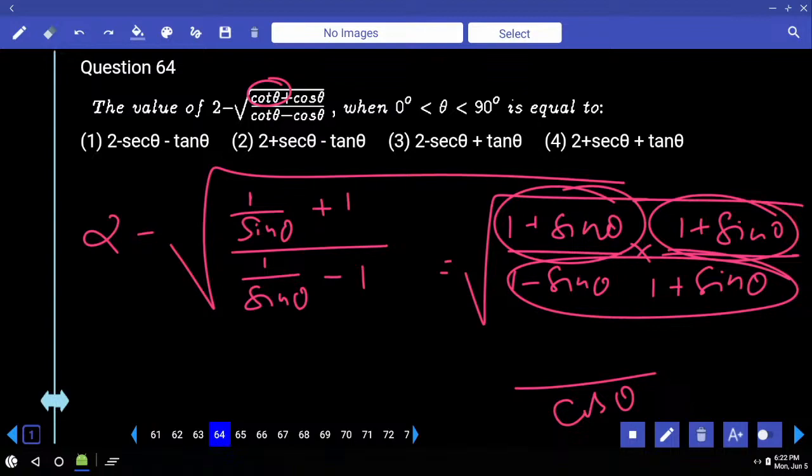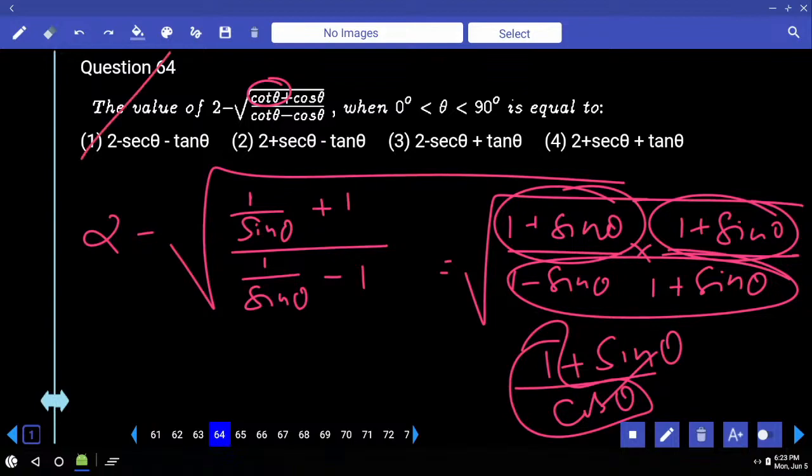This is 1 plus sin theta whole square. Square root of whole square will give 1 plus sin theta. This will become secant theta plus tan theta. Since there is a minus in front, it is minus secant theta minus tan theta. Option 1. Here, secant plus tan with a bracket in front and minus, so it becomes minus secant theta minus tan theta.